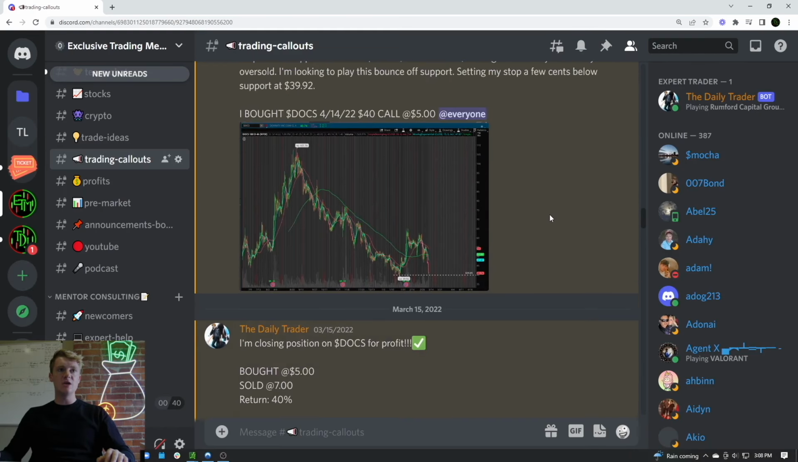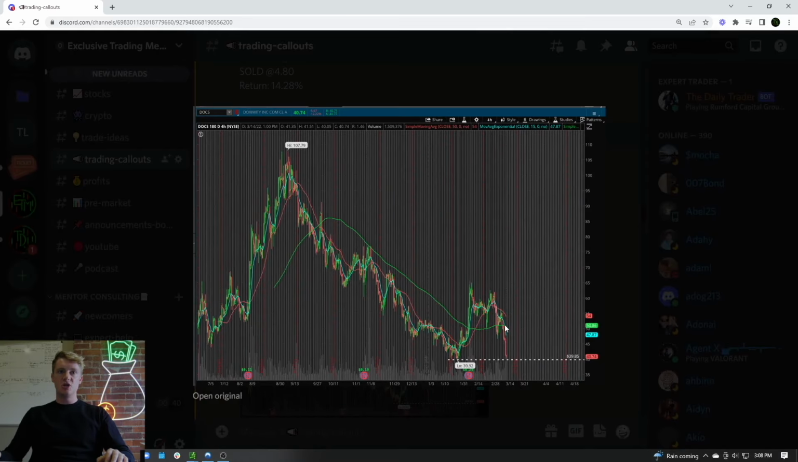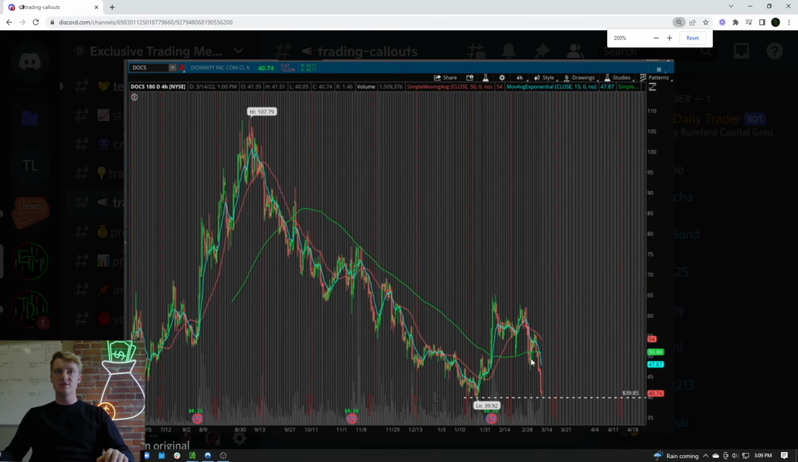Let's go to DOCS. So you can see DOCS had just experienced a very large pullback the day this screenshot was taken and the day before. Big red candle right there. Currently, just catching a bounce off that low. All right, our support level formed at 39.92.